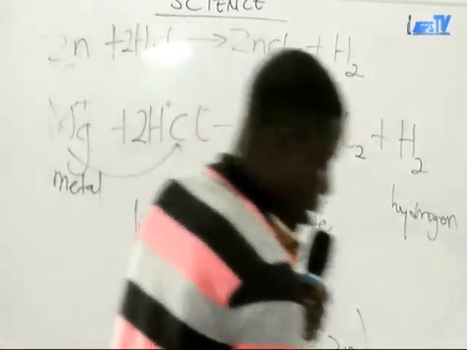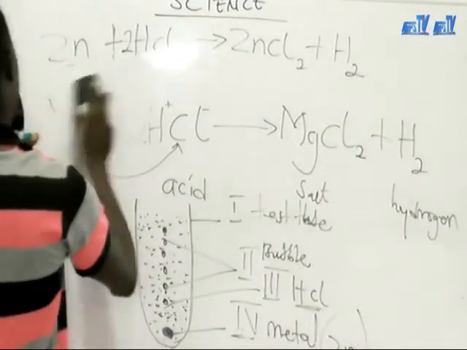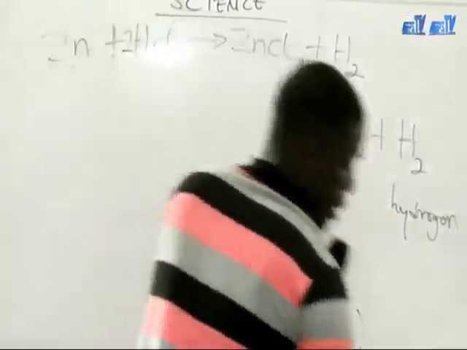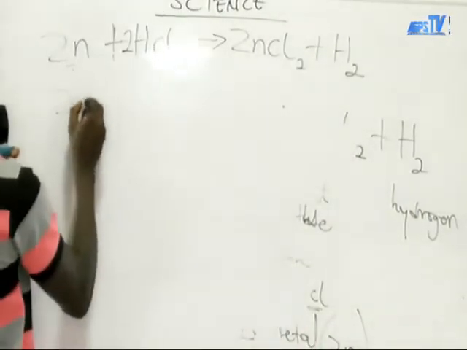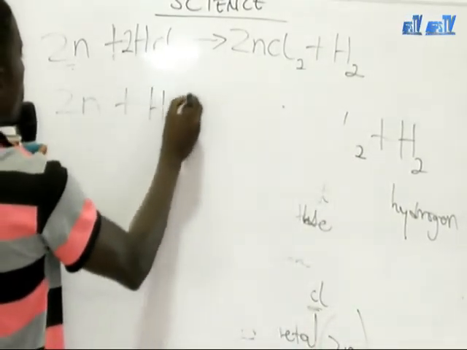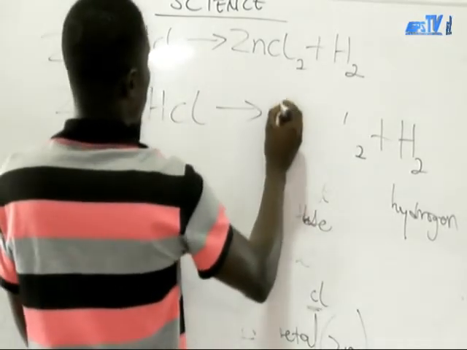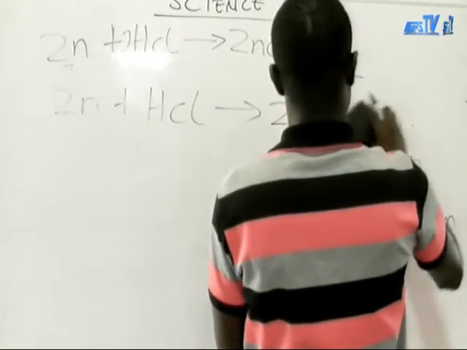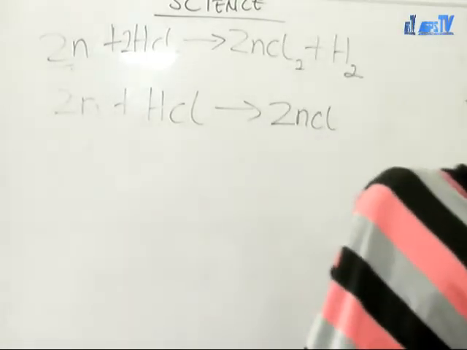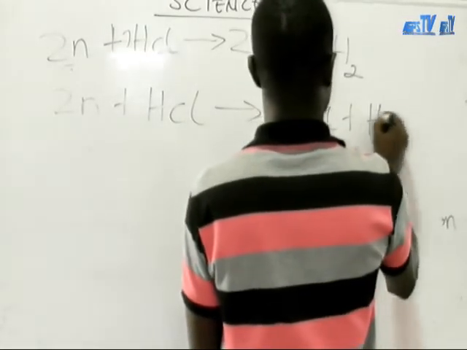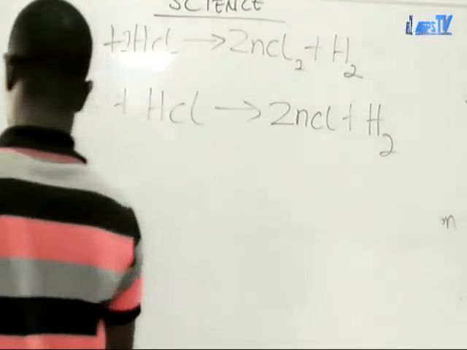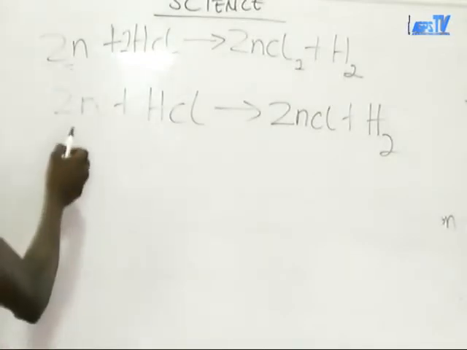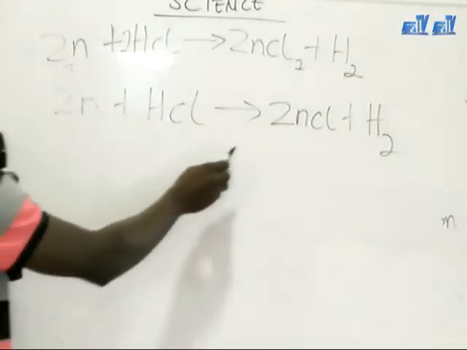Now let me give you another example, which is arrow. Now you can write zinc plus HCl. Now, look at the second equation. We have zinc here. We have hydrochloric acid here. We have zinc chloride and hydrogen.